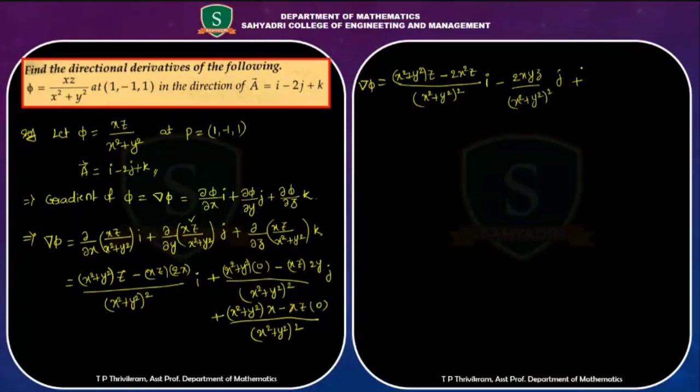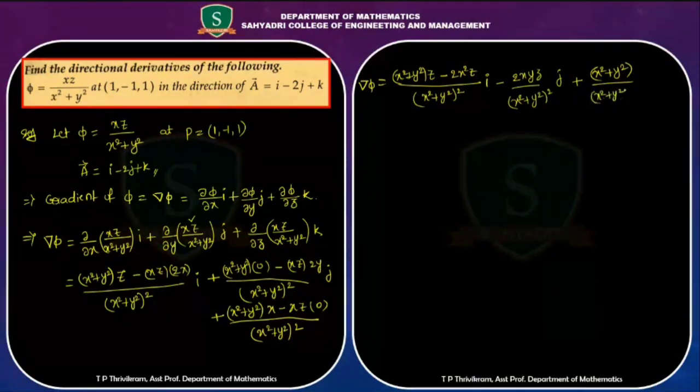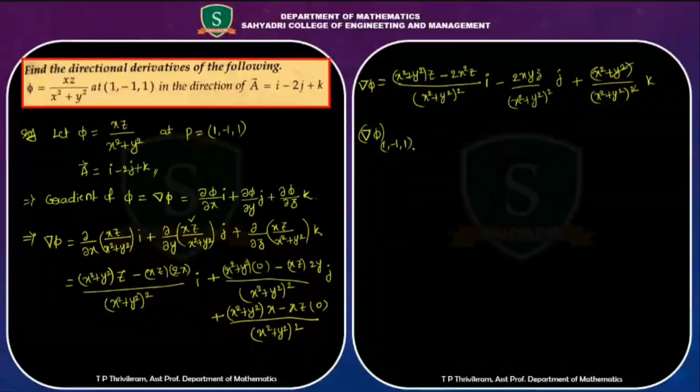Okay. So you'll get x square plus y square divided by x square plus y square whole square, into k. So cancel this. If anything gets cancelled, you can cancel it. Here, except that nothing gets cancelled. Now we need to find the del phi value at this point (1, -1, 1).